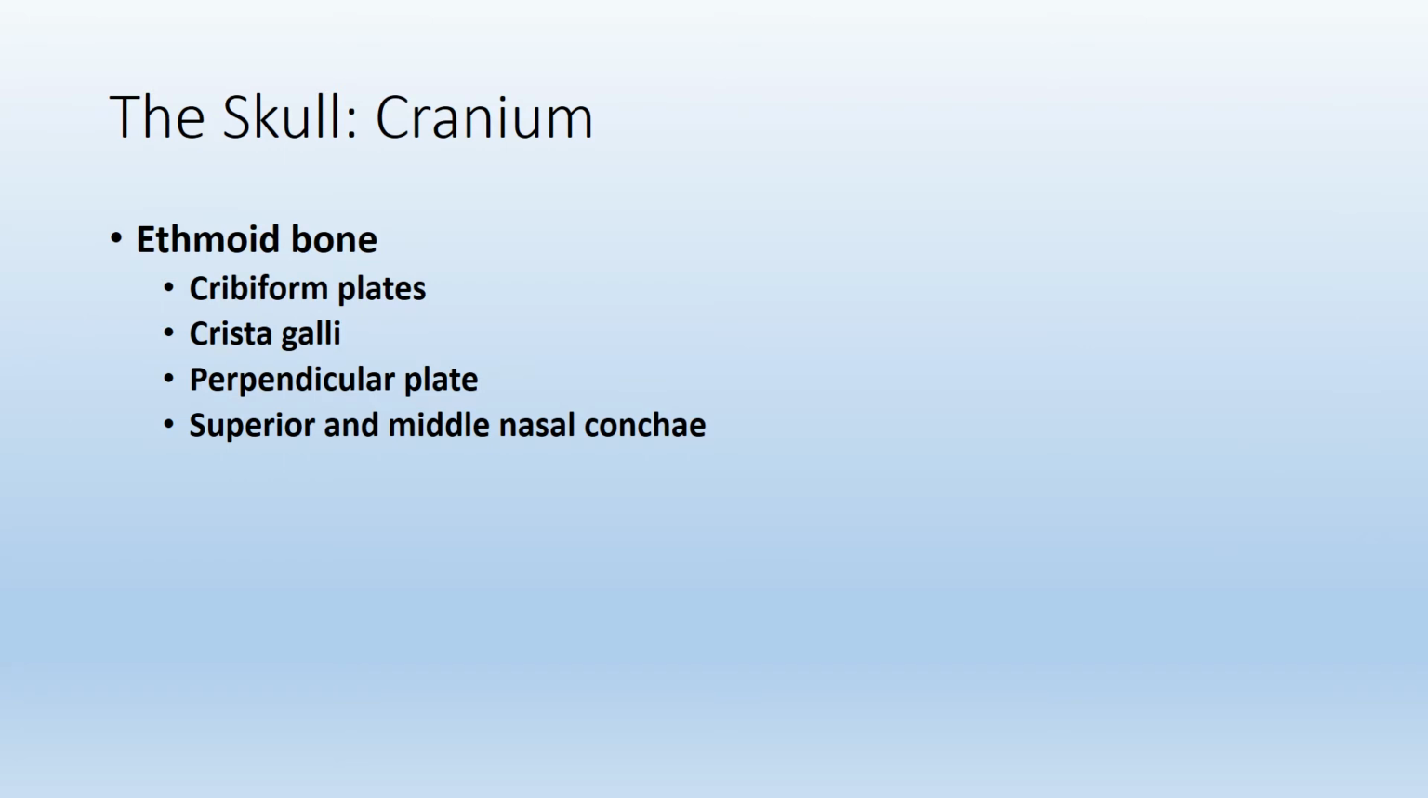The last bone of the cranium, or the cranial set of bones of the skull, is the ethmoid bone. Four things that you need to be able to identify: the cribriform plate, the crista galli, perpendicular plate, and superior and middle nasal concha.